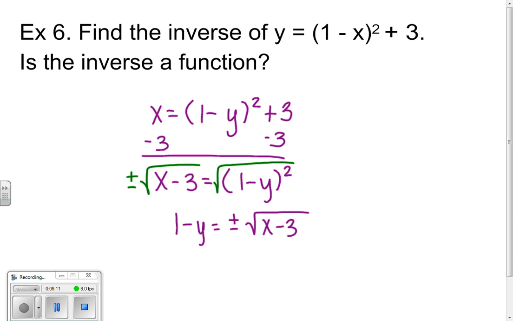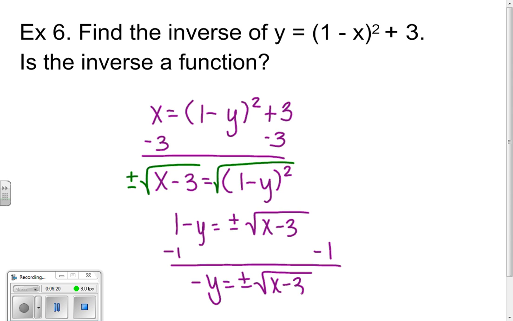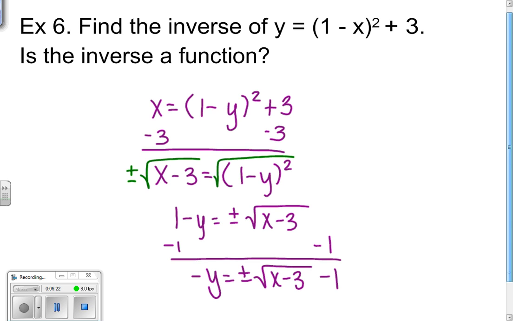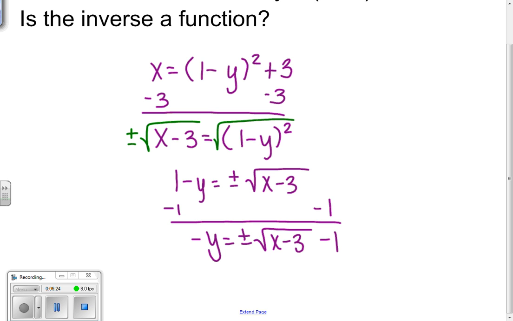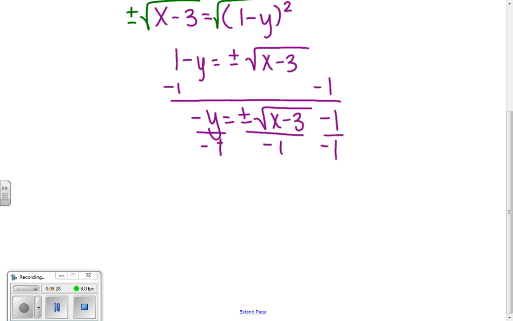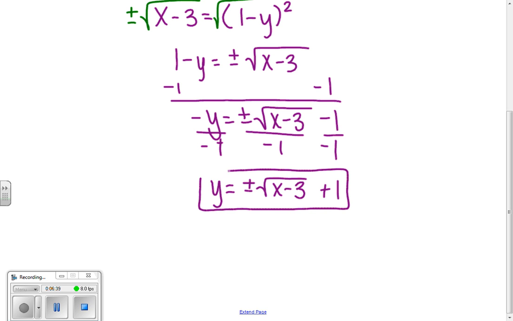I'm going to undo the 1 out front by subtracting. Now be careful with what's going on here. When you subtract 1, you get negative y equals plus or minus the square root of x minus 3, minus 1. But you have a negative y, so you have to essentially divide everything by a negative 1. Now, when I divide a plus or minus by a negative 1, I would still get a plus or minus. So that's not going to change. But the minus 1 on the end becomes a plus 1. This also will not be a function because of the plus or minus.